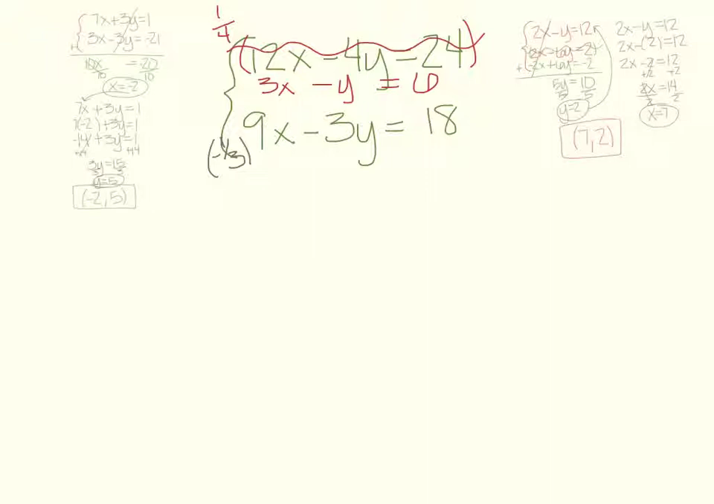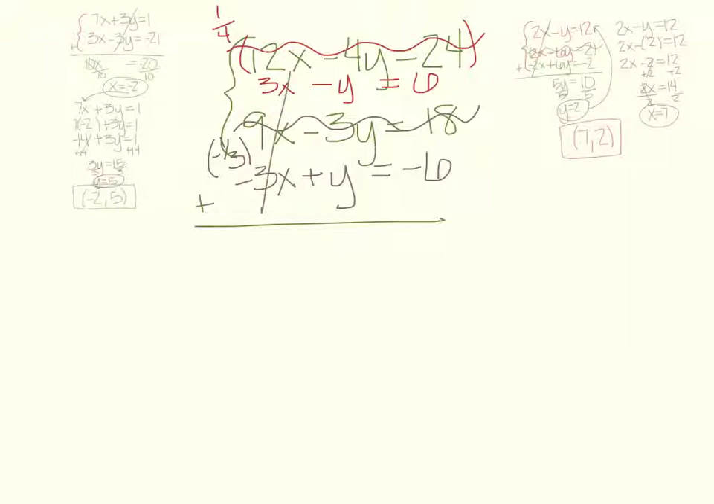So negative 1/3 times 9x is a negative 3x. Negative 1/3 times a negative 3y is a positive y. And negative 1/3 times 18 is a negative 6. Done with this one. So now I'm going to stack and add my new equations. So we have 3x minus 3x, which is 0x. So I've eliminated the x term.